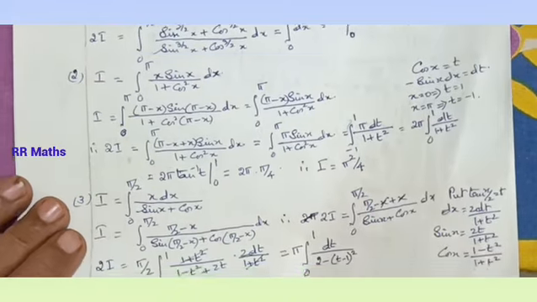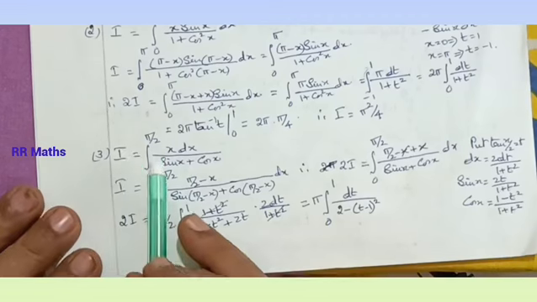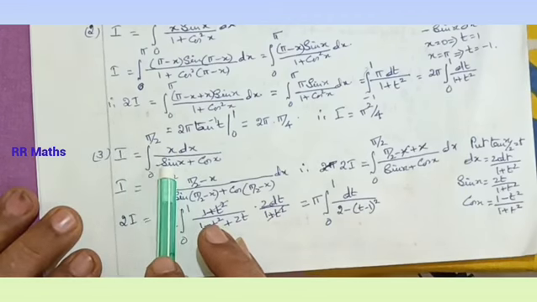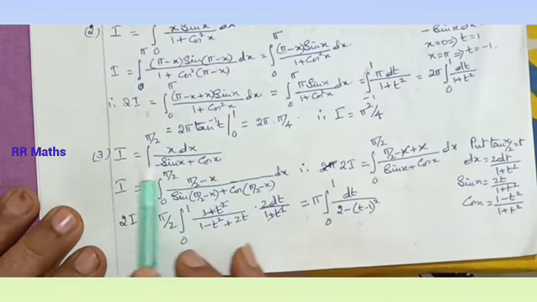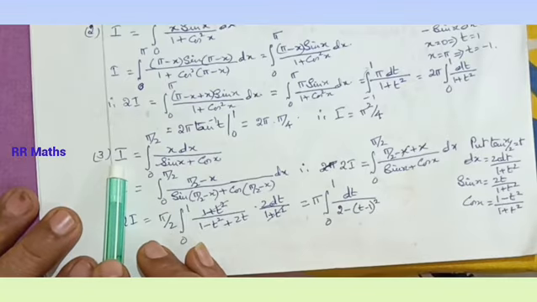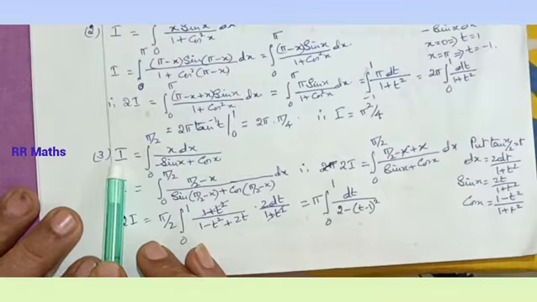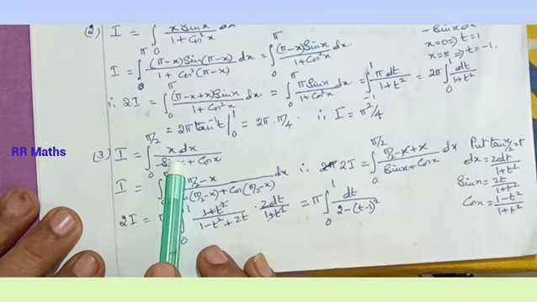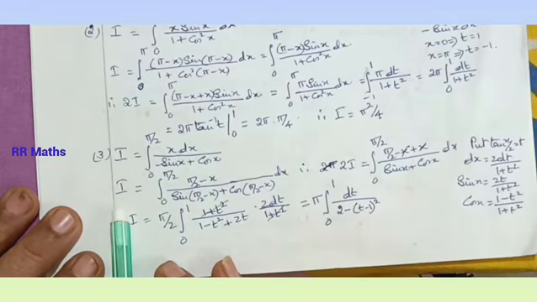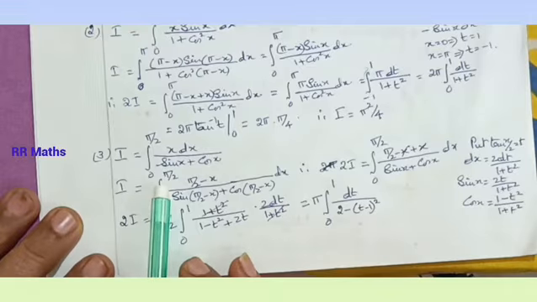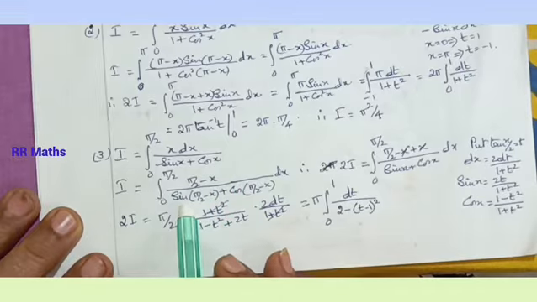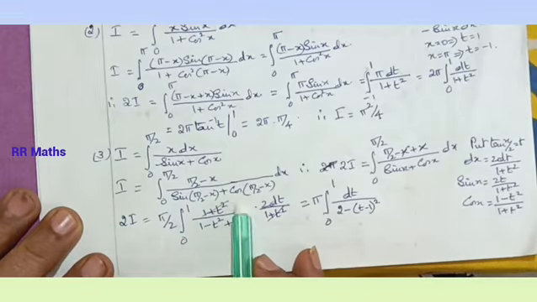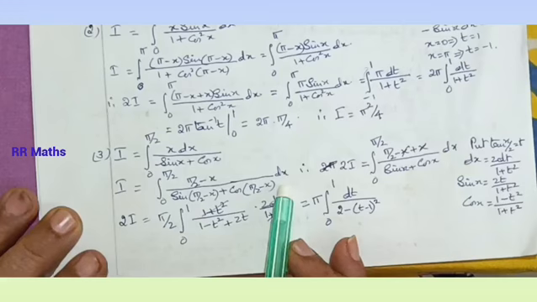Let's go to the next problem, third problem. Evaluate integral 0 to pi by 2 x dx divided by sin x plus cos x. I call this integral again as I, and as usual we apply the property. Now the upper limit is pi by 2, so x will be replaced by pi by 2 minus x. So I is equal to integral 0 to pi by 2, instead of x you write pi by 2 minus x, and denominator is sin of pi by 2 minus x plus cos of pi by 2 minus x dx.